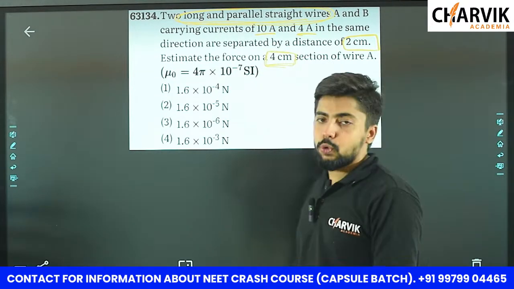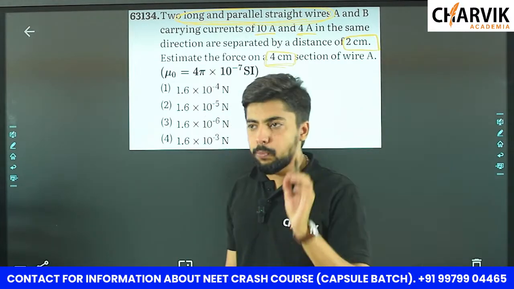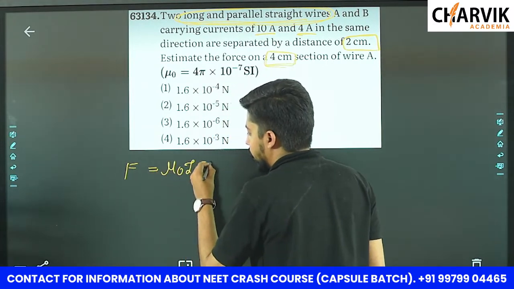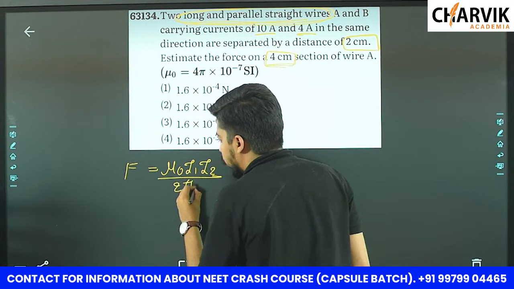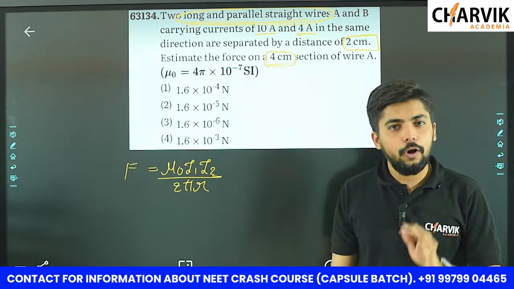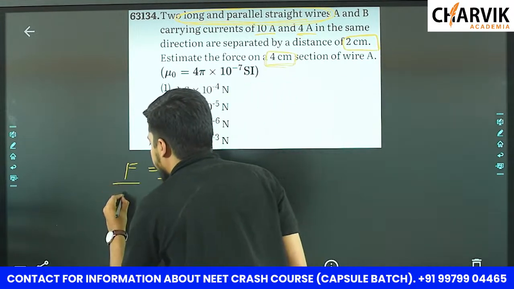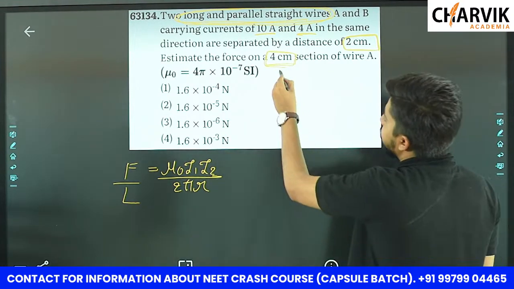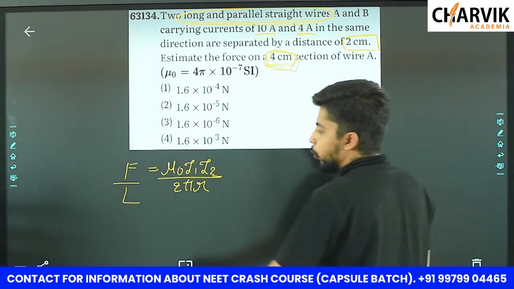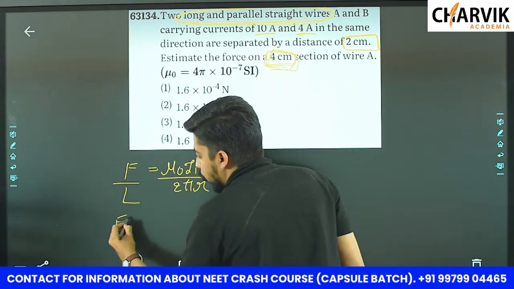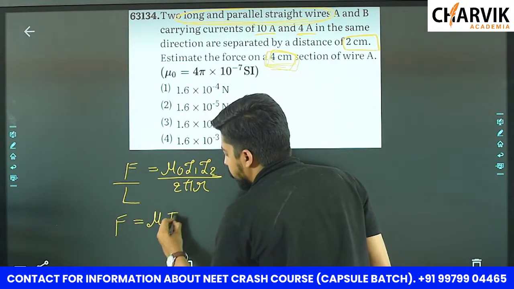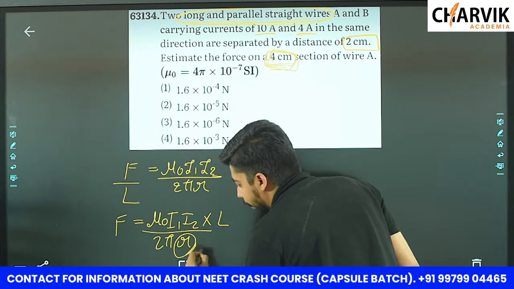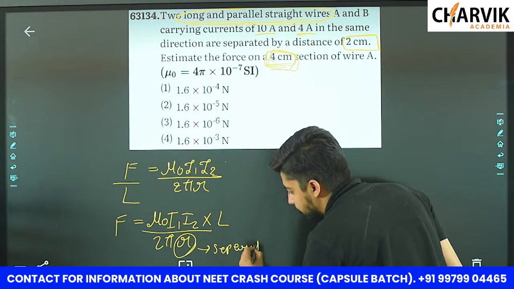Now, in this question a very small mistake might happen, because you might be memorizing the formula of the force as mu naught into I1 into I2 divided by 2 pi r. But my friend, this is not the formula of the force. This is the formula of the force per unit length, and right now they are not asking for the force per unit length. They are asking for the force on a 4 centimeter section. So you need to multiply by this length on the other side, so that the formula of the force becomes mu naught into I1 into I2 into length divided by 2 pi r, where r is the separation distance between the two wires.